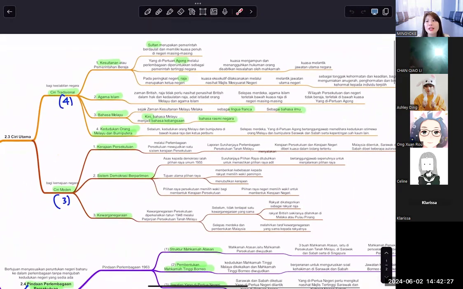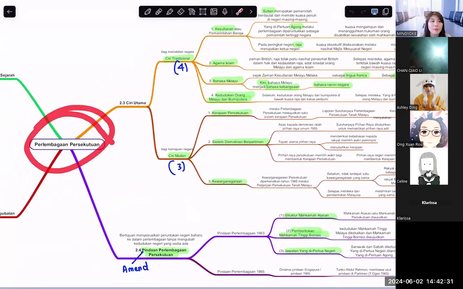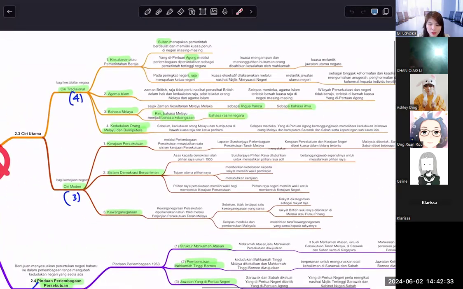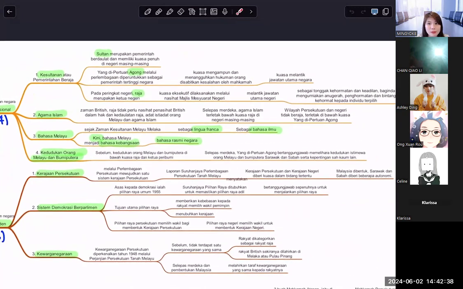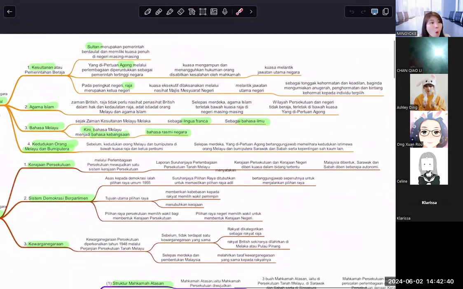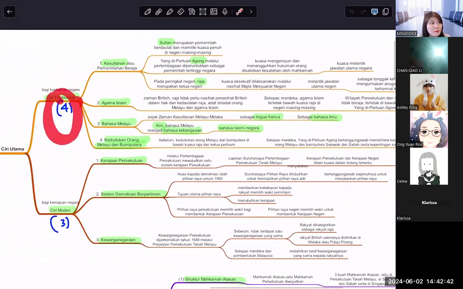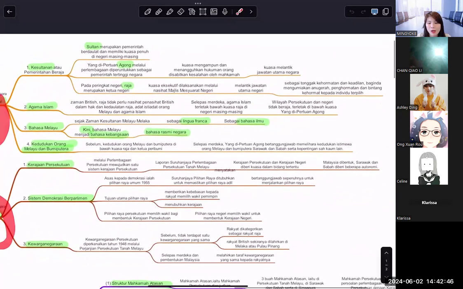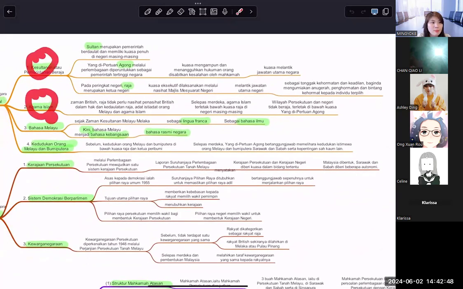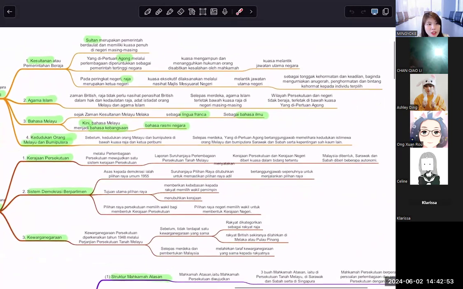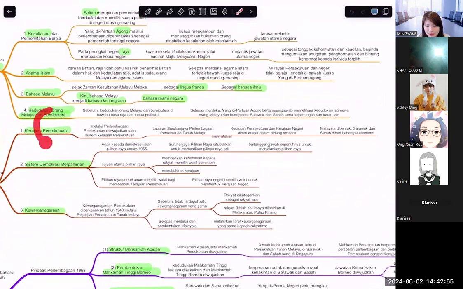Then finally, ciri-ciri Pelembagaan Persekutuan. We have ciri traditional and ciri modern, guys. Ciri traditional we have 4. Modern we have 3. Ciri traditional here got Kesultanan, Agama Islam, Bahasa Melayu, and Kedudukan Orang Melayu and Bumiputra. For ciri modern we have Kerajaan Persekutuan, Sistem Demokrasi Berparlimen, Kewarganegaraan.